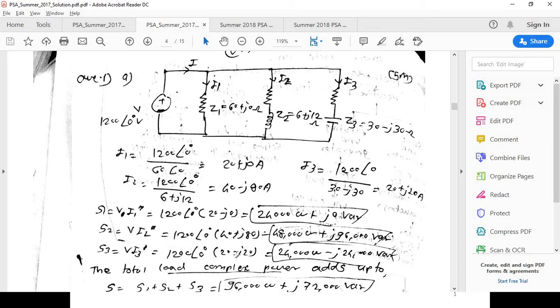Now here all the loads are connected in parallel and hence total complex power S is nothing but the algebraic sum of the complex power consumed by the load 1, 2 and 3 respectively. Therefore S is equal to S1 plus S2 plus S3, which is equal to 96,000 watt plus j72,000 volt ampere reactive.